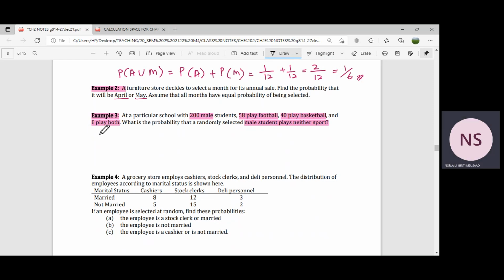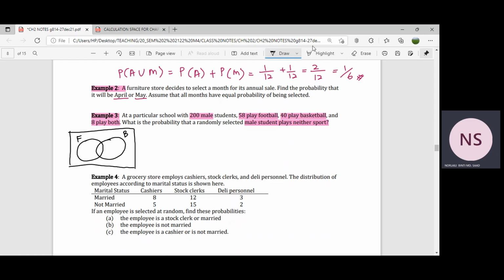No need for a table actually. We need to set up a Venn diagram; it will be easier for us to look at. Let's say this is the event for the male student playing football, so this is F. And this is the event for the male student playing basketball, and this is the intersection between them.